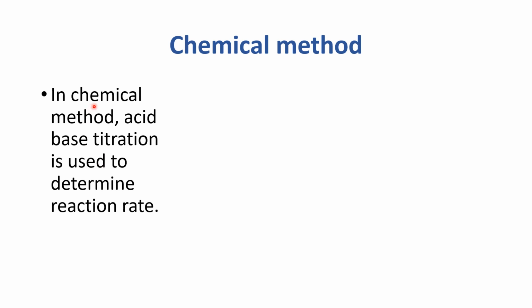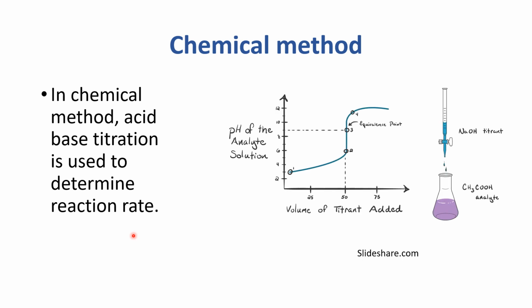Another way of determining the rate of reaction is via chemical method. In chemical method, acid-base titration is used to determine reaction rate. It is basically a neutralization reaction जिसमें हम acid और base को use करते हुए rate of reaction को measure करेंगे.